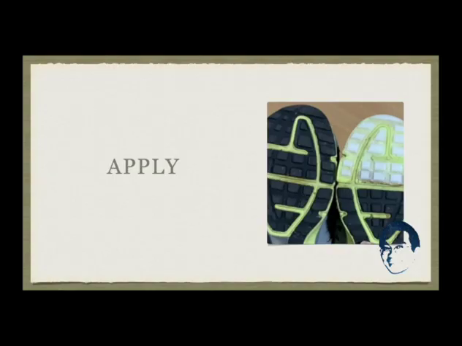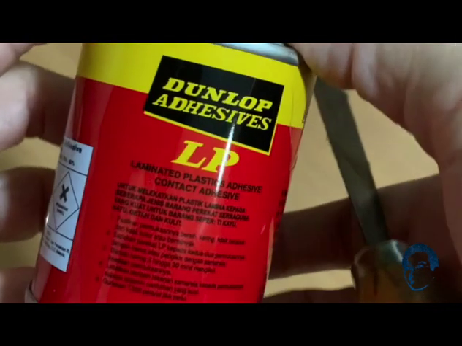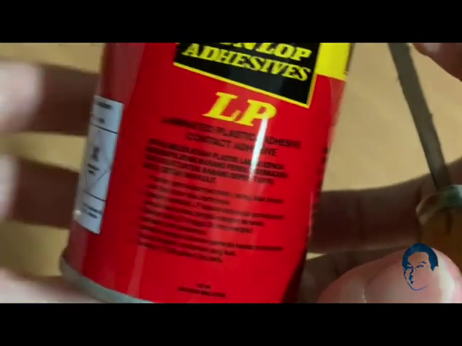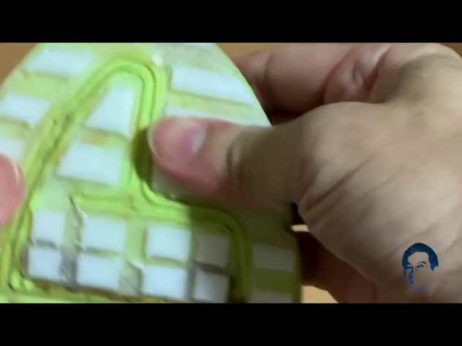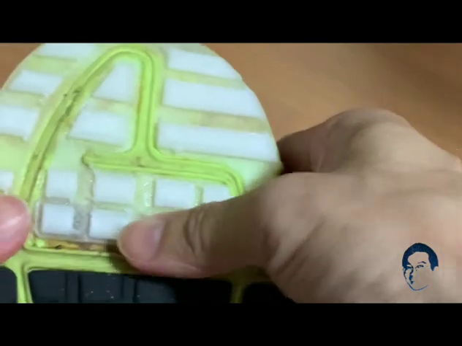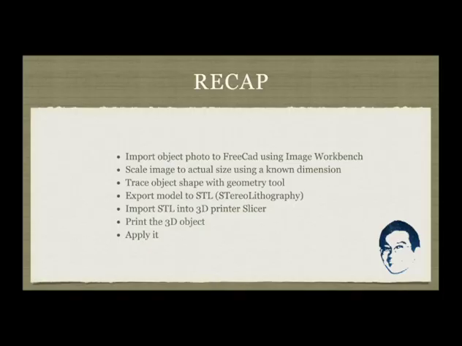With the outsole printed and trimmed to the actual size, we are now ready to apply it onto the shoe. I'm going to use a laminated plastic adhesive to apply the outsole onto the shoe. Apply a thin layer of the adhesive on the outsoles and also on the sole of the shoe itself, and leave it for 30 minutes to dry. After 30 minutes of drying, now you can put the outsole onto the shoe by applying pressure on it. With that, the outsole will stick firmly onto the sole, and now you can see that it fits nicely and it's ready. Let's recap what we have covered.